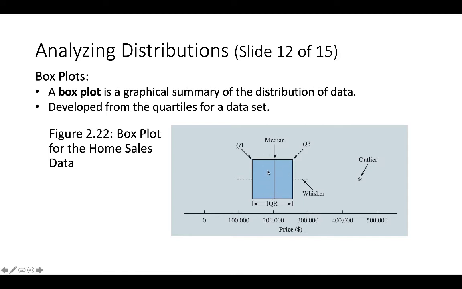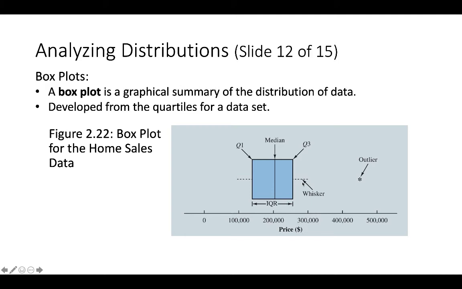A vertical line is drawn in the box at the location of the median, which is $203,750 for the home sale data. So what is between the Q1 and Q3? We talk about that as the IQR. So IQR is equal to Q3 minus Q1.